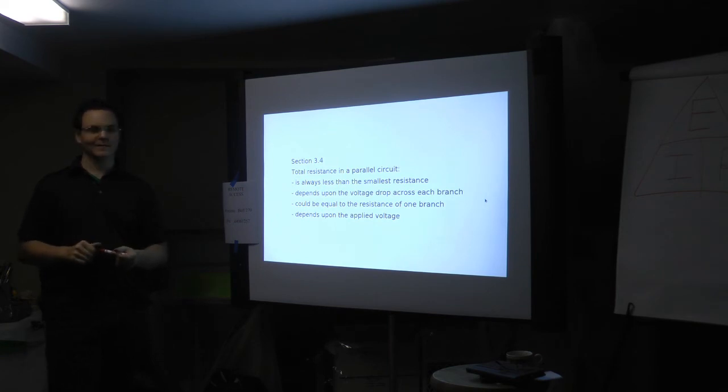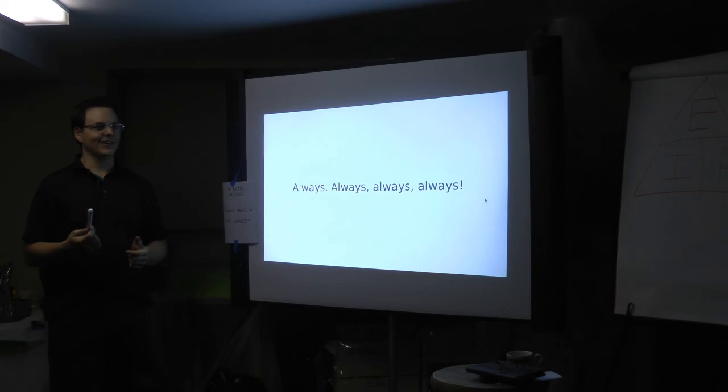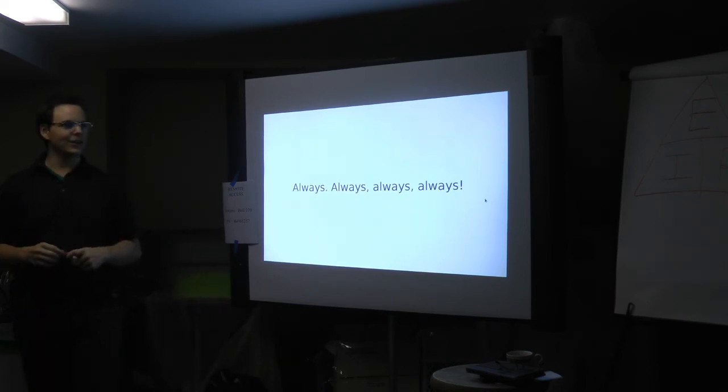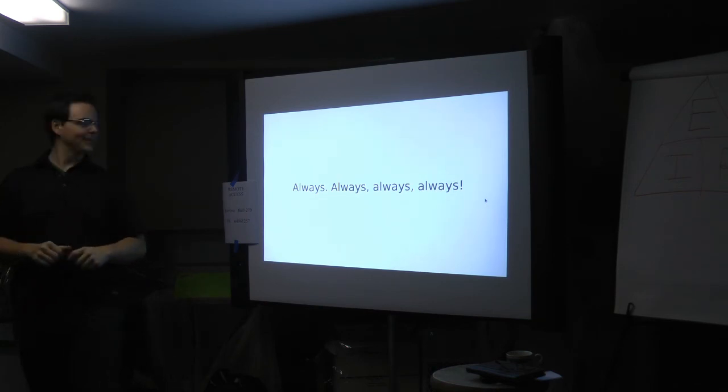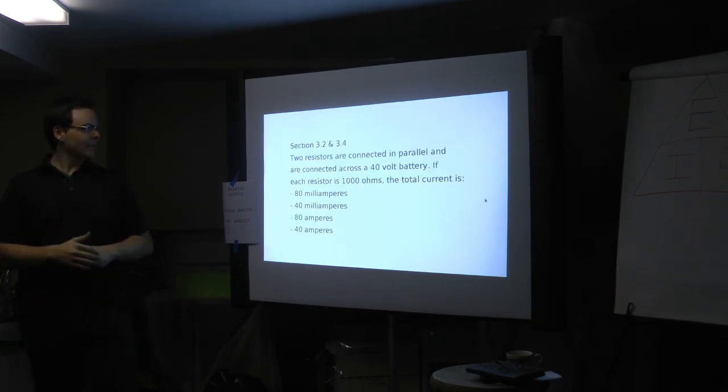It's always less than the smallest resistance. Exactly. Always, always, always. So if you're ever working in parallel and you get a number that's bigger than any of them, something went wrong. All right, two resistors are connected in parallel and are connected across a 40 volt battery.